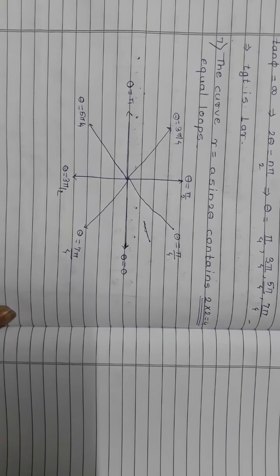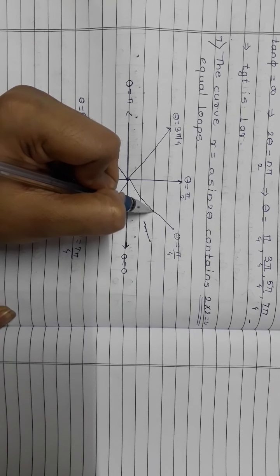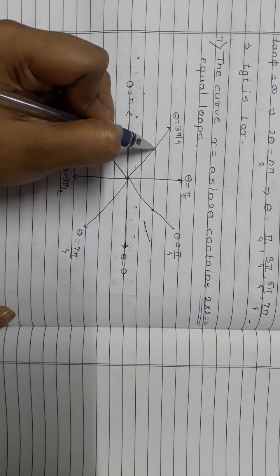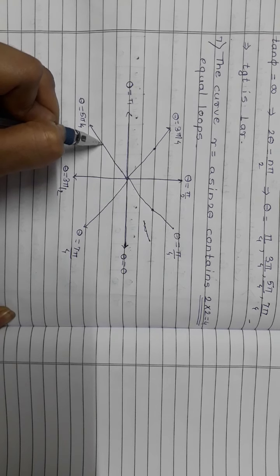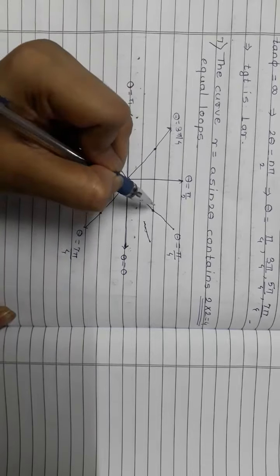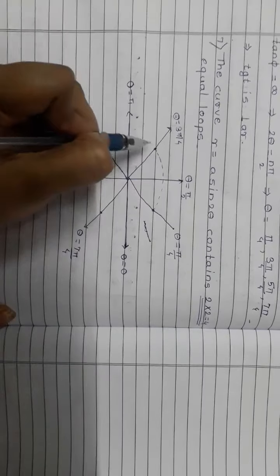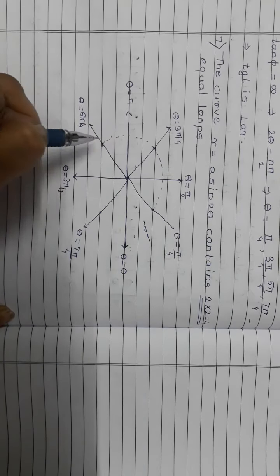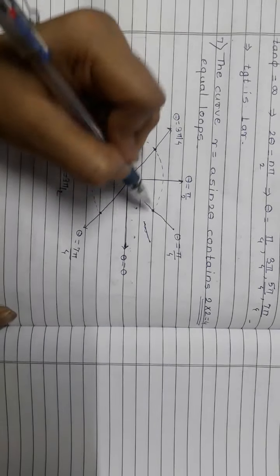Correct? Then here is 0, then here is a, then again this is 0, and this is again a, then again 0, this is again a, and this is again a, right? So just join this. So this is a circle with radius a.